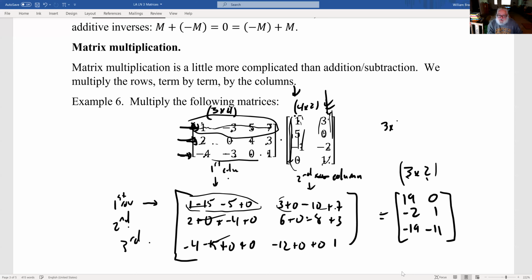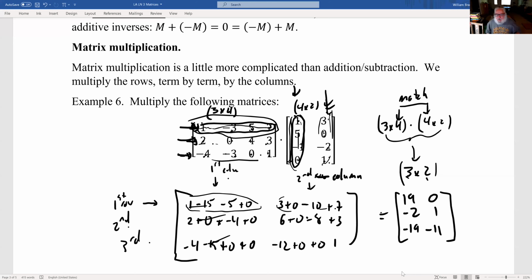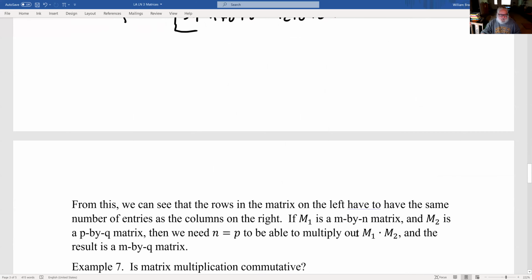So we can take a 3 by 4 matrix, and we can multiply it by a 4 by 2 matrix, and the result is a 3 by 2 matrix. Note that these have to match to be able to do the multiplication. I have 4 entries in each row, 4 entries in each column, and I multiply down, and that's what we get. So that's how matrix multiplication works. It takes a little practice to get used to it, though.